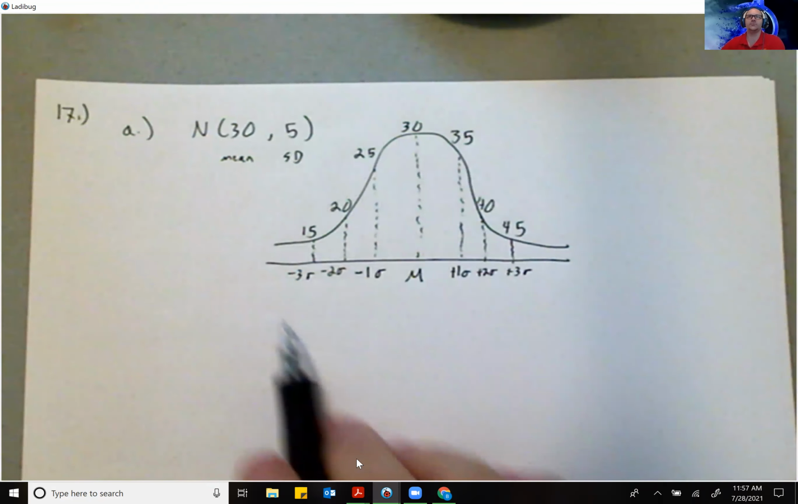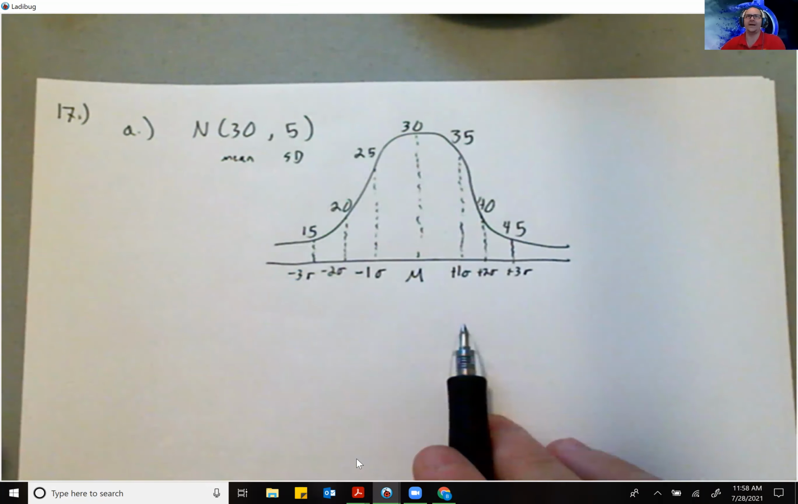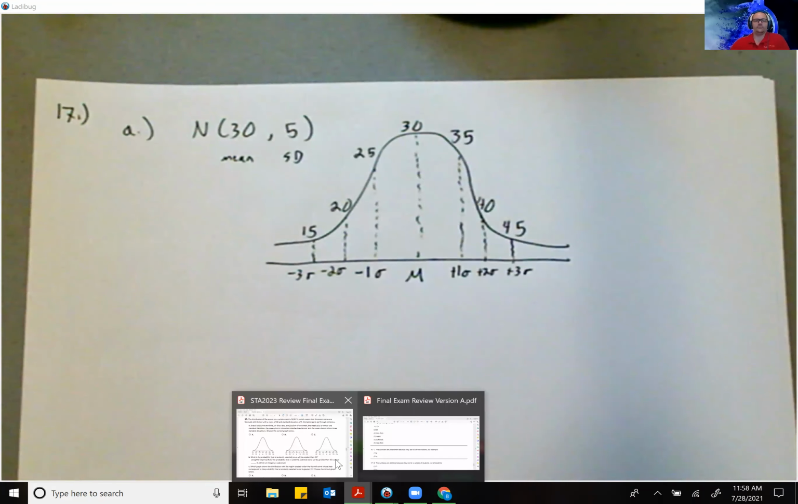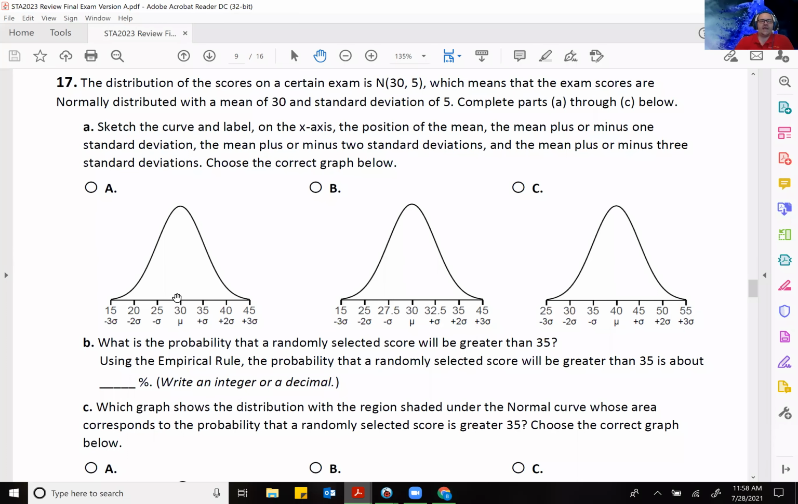And again, this isn't really new for us. This is really going back to what we did in chapter 3. So let's go back to our exam real quick, review. So is it A, B, or C? A. You got it. So the picture we created was really graph A.